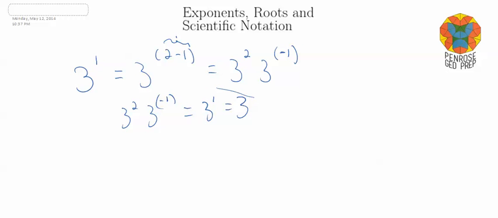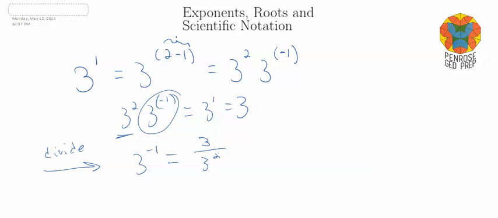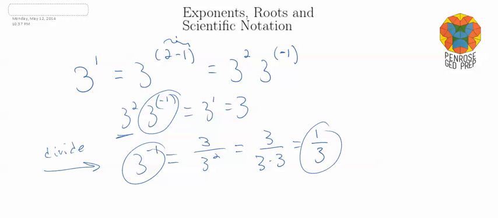If we want to solve this equation for 3 to the negative first, we can divide both sides by 3 squared. This gives us 3 to the negative first is equal to 3 divided by 3 squared, which we can simplify. Thus we have shown that 3 to the minus first is equal to 1/3. Notice that this can be rewritten as 1 over 3 to the first. I will explain why this is important in a second.